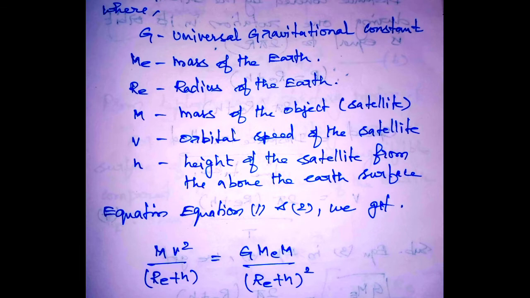So equations 1 and 2 are equal to force. Then I am going to equate equations 1 and 2. Therefore, mv² divided by (Re + h) equals G Me m divided by (Re + h) whole squared. Next, I am going to simplify this equation, since we need the orbital velocity of the satellite. So I am keeping the velocity on one side and the other terms will be cancelled.